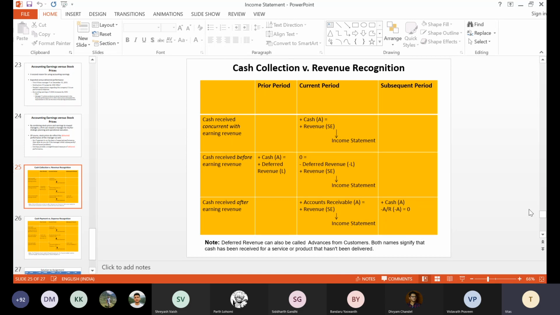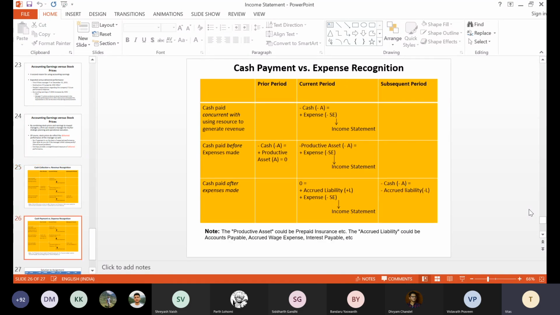So how it is going to affect your accounting equation in the current period and what will be the effect on the next period, the subsequent period. And in the context of the payment, when there is a cash expense, how we record it, and when the cash is paid before the expense was made, that means advance payment has been made. So where it goes in the prior period and in the current period, and if the cash is paid after the expense is made, that means you have made the expense but the cash you have not yet paid. You have recognized, for example, outstanding wages.